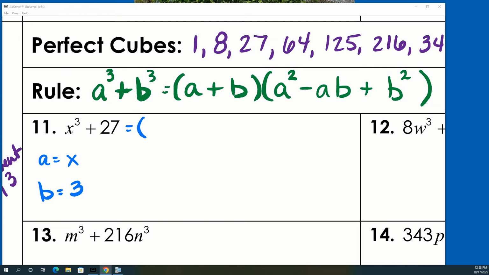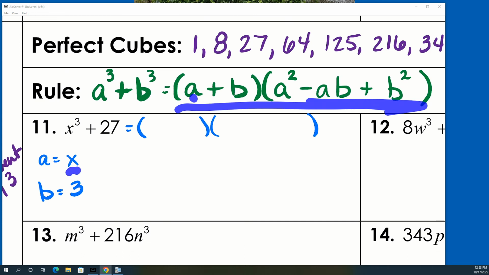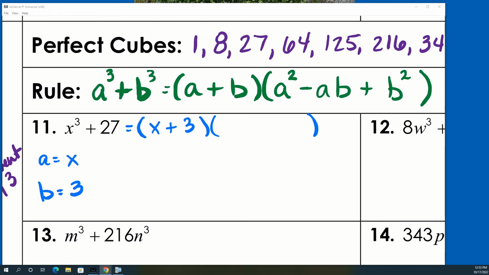All right, and then I'm just going to go in my formula, and then for a, I'm going to put x, and then for b, I'm going to put 3. So I would just bring up x plus 3 because it's a plus b.